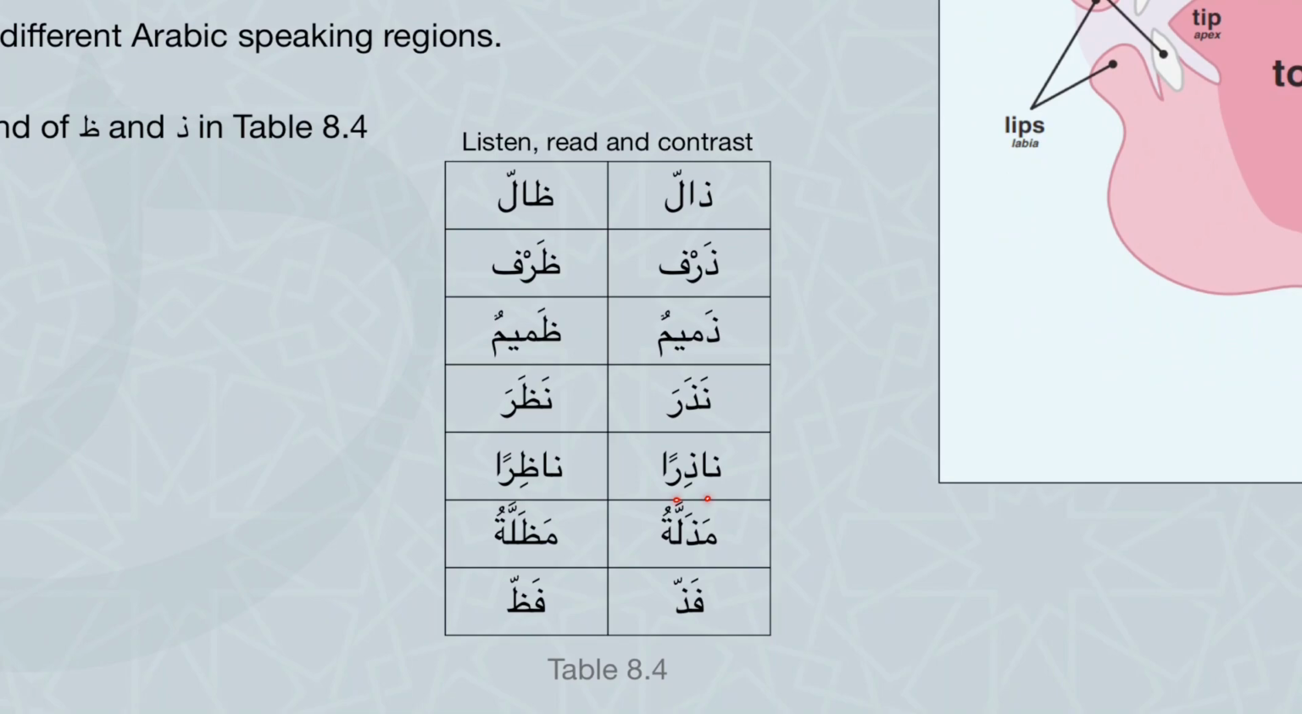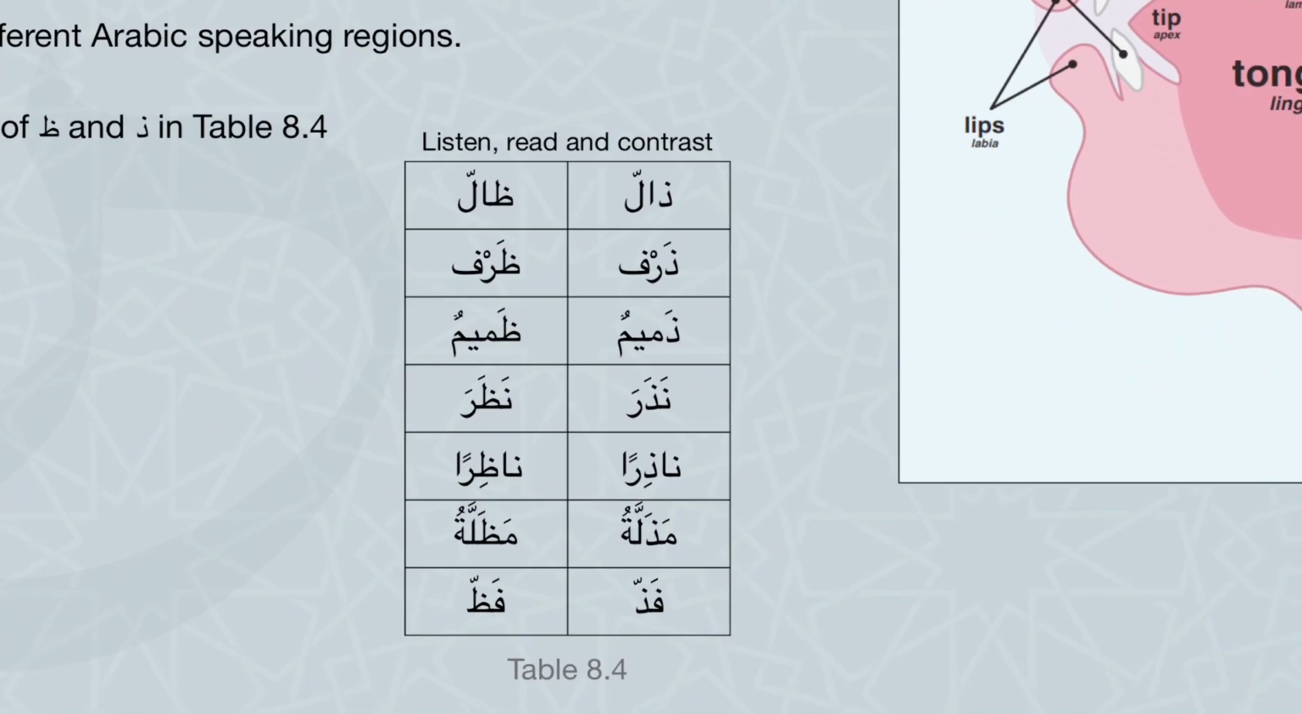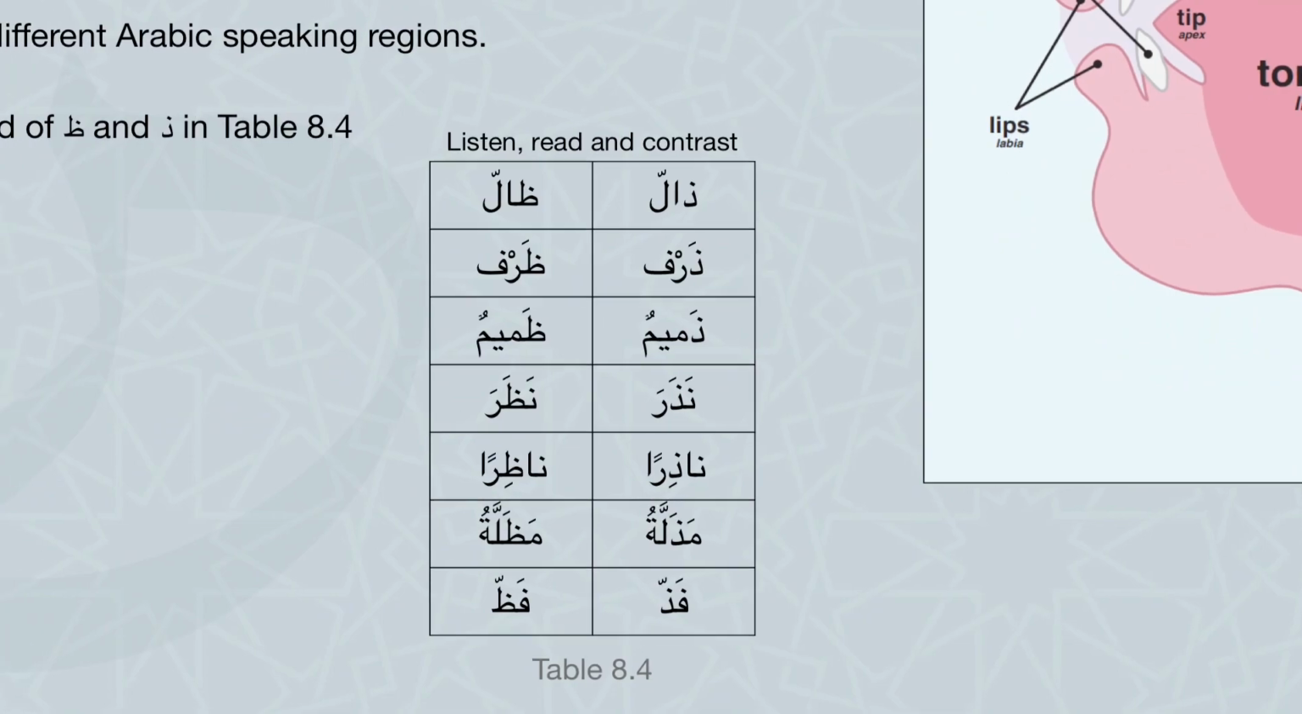This one is ناذرا, ناذرا. This is the alif of tanween, by the way. Here it's ناظرا, ناظرا. Notice how the kasra did not show any significant velarization. ناظرا. It's not ناظي, it's ناظرا.